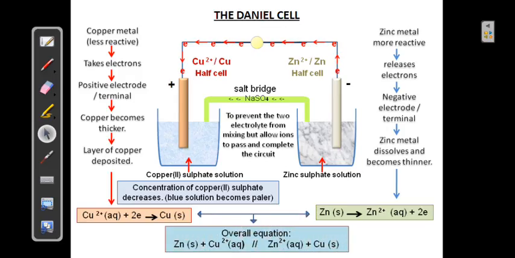And the overall equation you will see is zinc as solid plus copper 2 ions in aqueous, through the salt bridge, will yield zinc 2 plus ions in aqueous plus copper metal in solid. So zinc from solid will become ions, and copper from ions becomes solid. That is all about it. And they need a bridge to make them move.